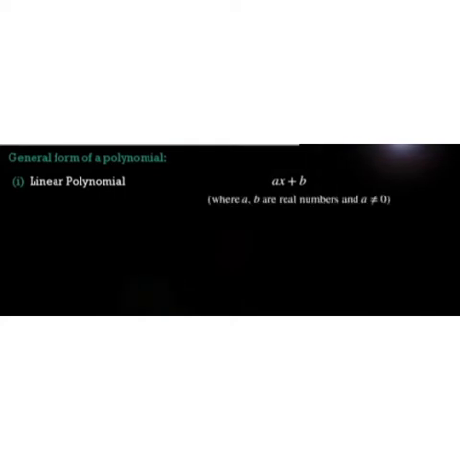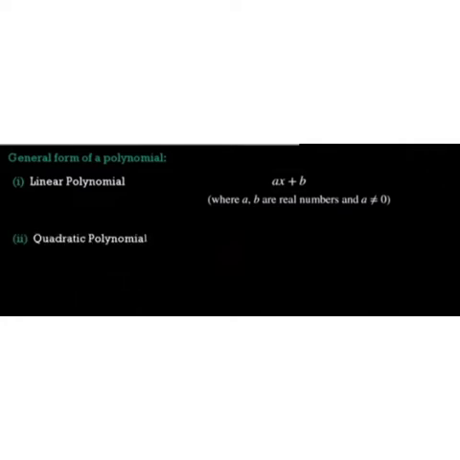So now, what is the general form of a polynomial? Let's discuss the general form of any polynomial. The linear polynomial general form is described as ax plus b, where a and b are real numbers. But remember, students, the coefficient of x, that is a, should not be equal to 0. So this is the general form of a linear polynomial.